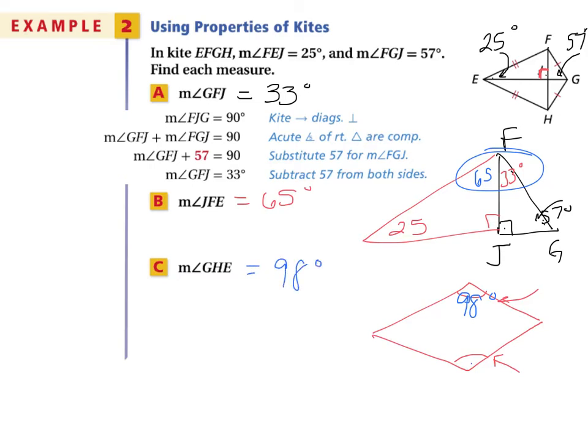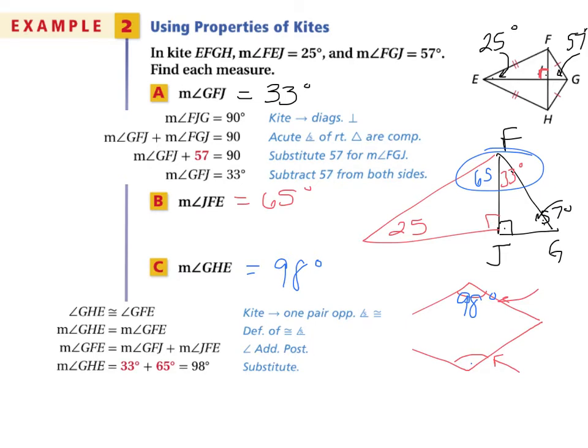If we proved it, we would say that the angle GHE is congruent to angle GFE because one pair of opposite angles are congruent in a kite. The measure of angle GHE would be equal to the measure of angle GFE because of the definition of congruent angles. By the angle addition postulate, we could say the measure of angle GFE, which is right up here, is equal to these two angles added together, and therefore the measure of angle GHE is 98 degrees because of substitution.